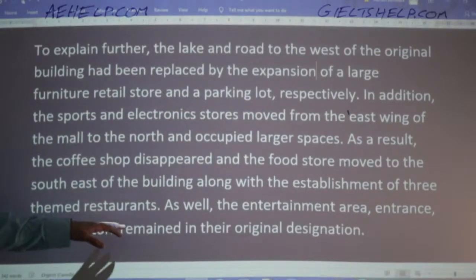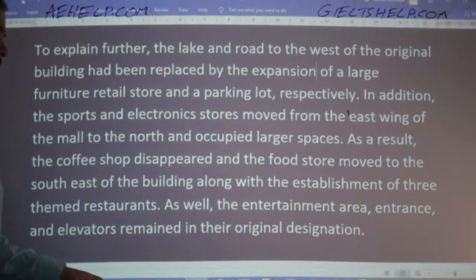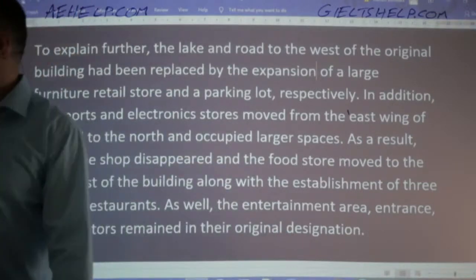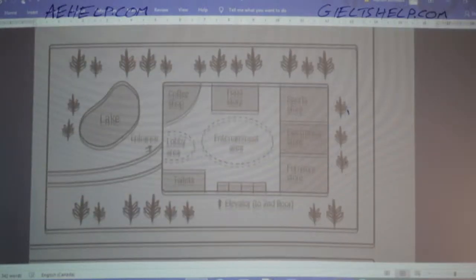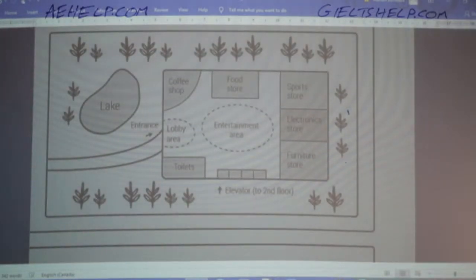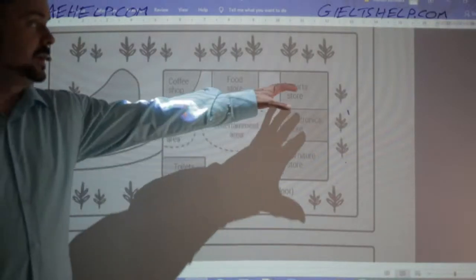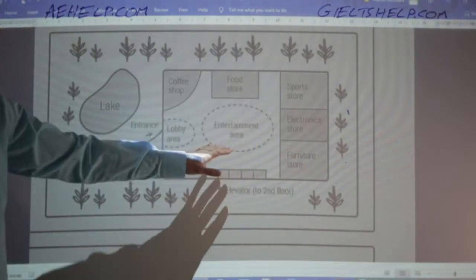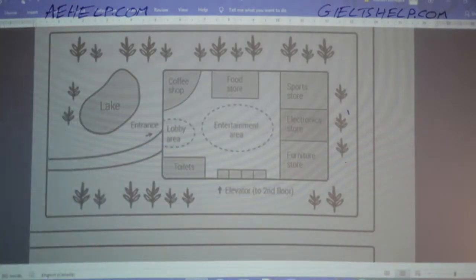Okay. As well, the entertainment area, entrance, and elevators remained in their original designation. Now, I might want to take another quick peek at the diagram to make sure I haven't missed anything. Okay, so looking at this, it looks good. Entertainment area. There is a lobby area there and toilets there as well. So let's take a look at that.